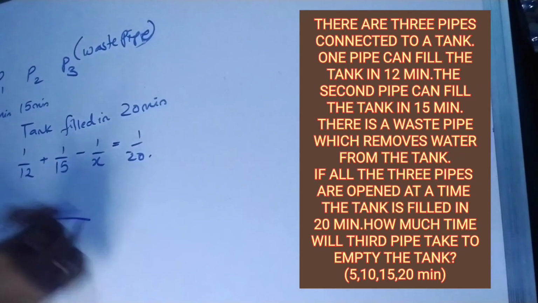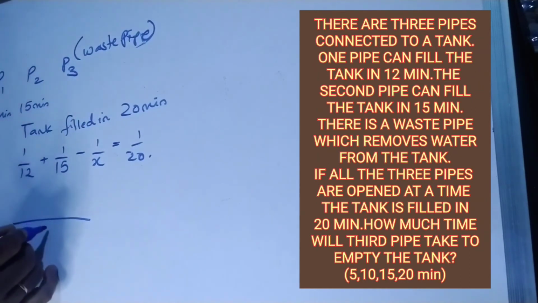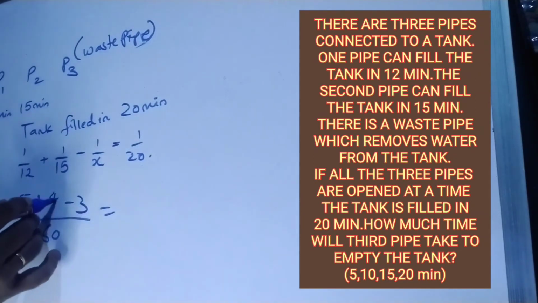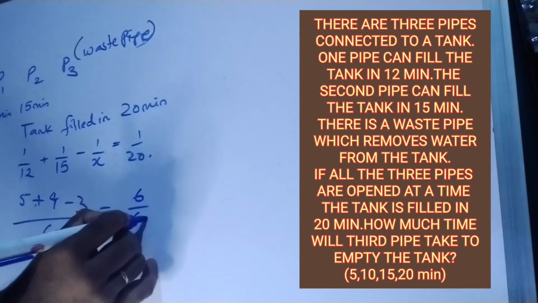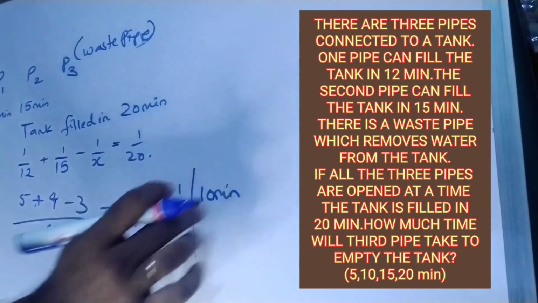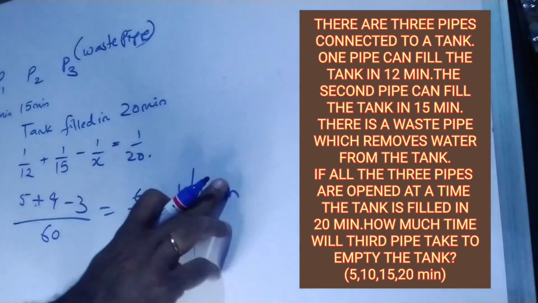So we are going to take the LCM of 12, 15 and 20, which is 60. That is 12 five times, 15 four times and 20 three times, that is 5 plus 4, 9, minus 3, 6 by 60, that's 1 by 10, that is 10 minutes. So the waste pipe will take 10 minutes to remove all the water from the tank.